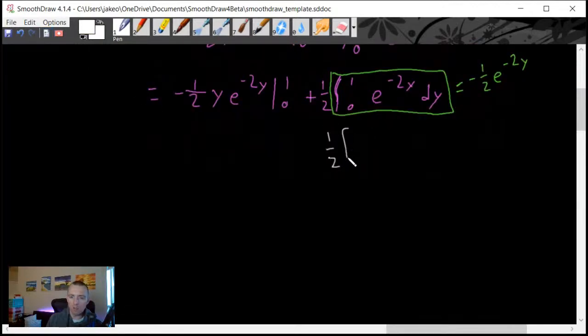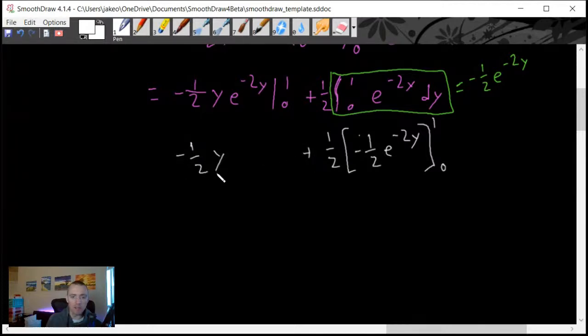1/2 times negative 1/2 e to the negative 2y here. And keep in mind, this is still going to be evaluated from 0 to 1 because we still have our bounds on our integral here. And then all this is going to remain the same. We haven't done anything that would change any of this at this point.